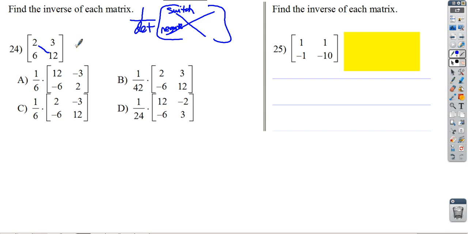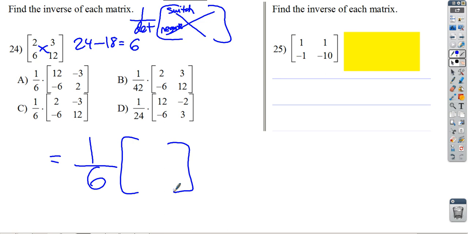The determinant of this would be 2 times 12, 24, minus 3 times 6, 18. 24 minus 18 is 6. So we know our determinant is going to be 1 over, our determinant is 6. So our inverse will be 1 over 6, okay? Which means these are both wrong.